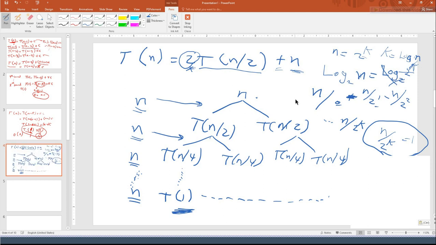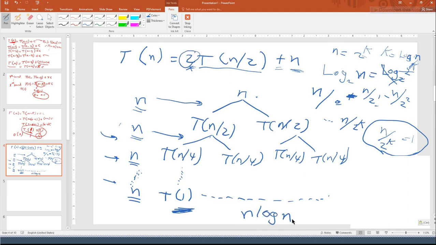Okay, now we reach this point. So k equals log n. But how many times do we have to repeat the k times? K for each level. Now this k, log n, is the work needed for each level. How many levels do I have? I have n levels, right? So the total will be n log n. Is it clear?